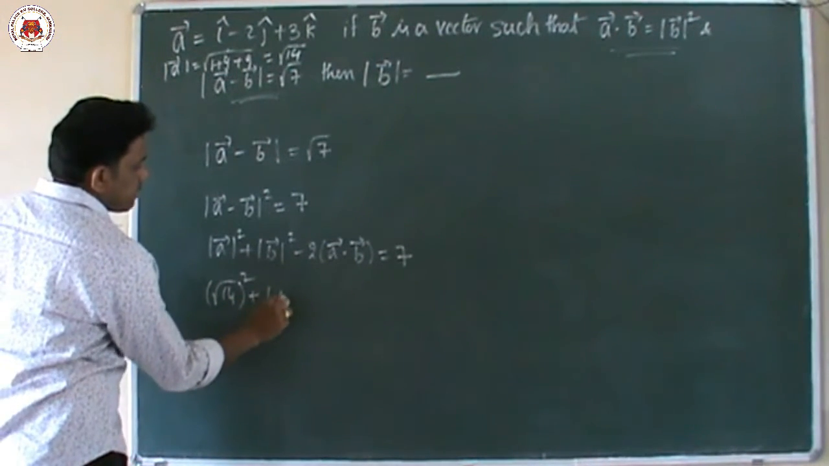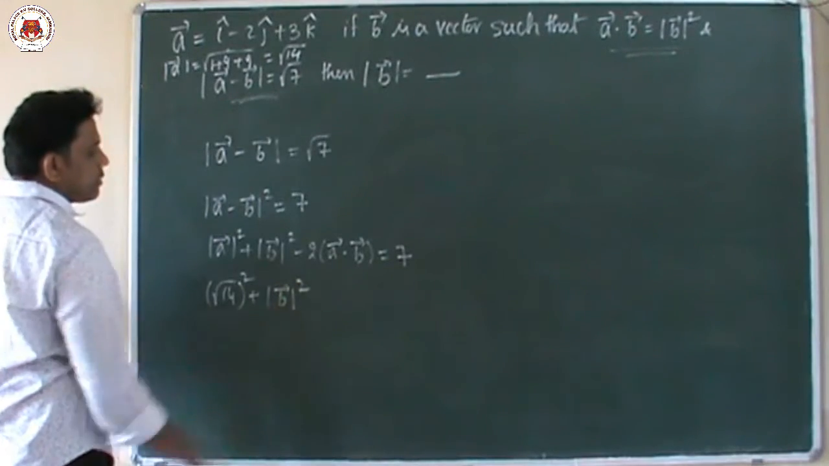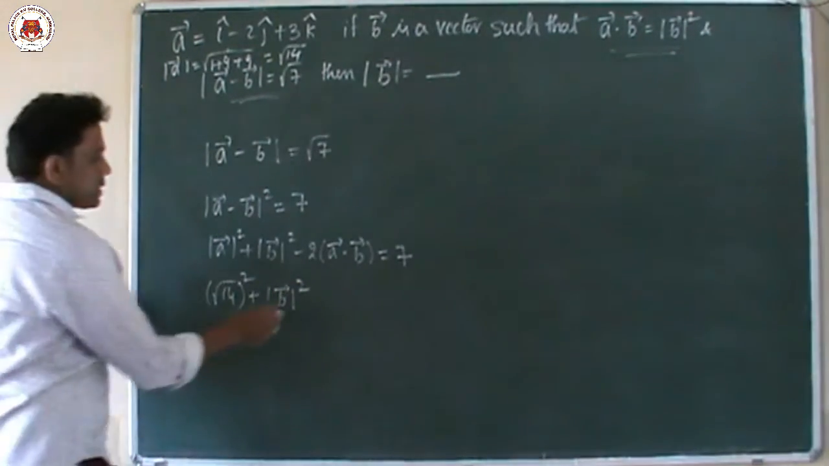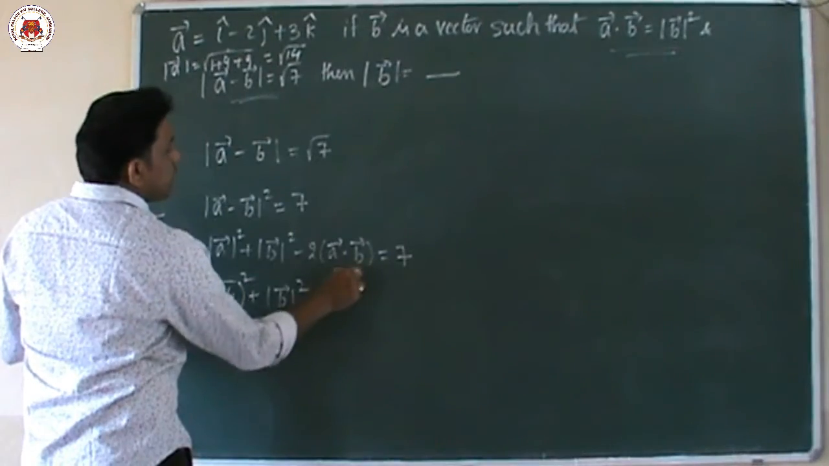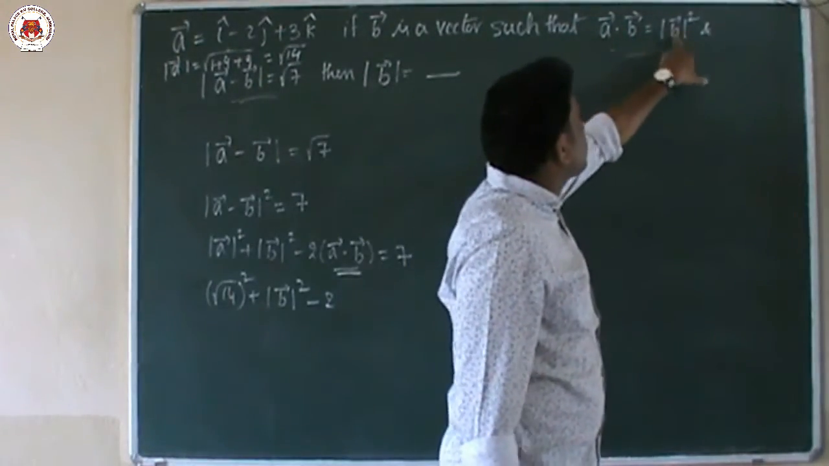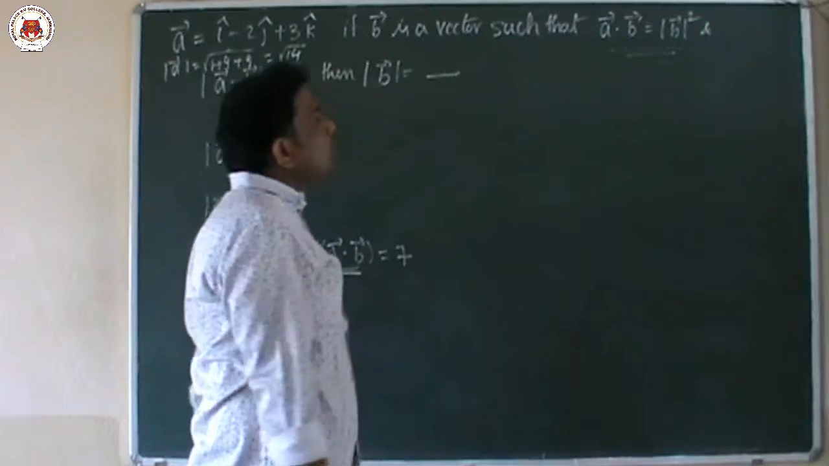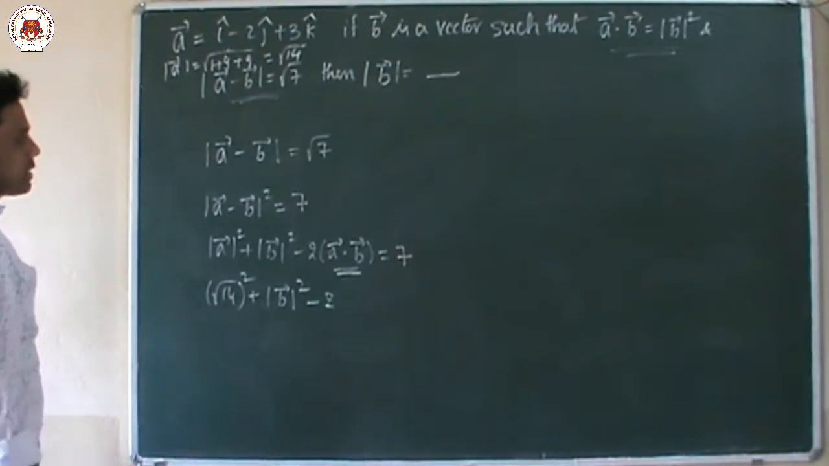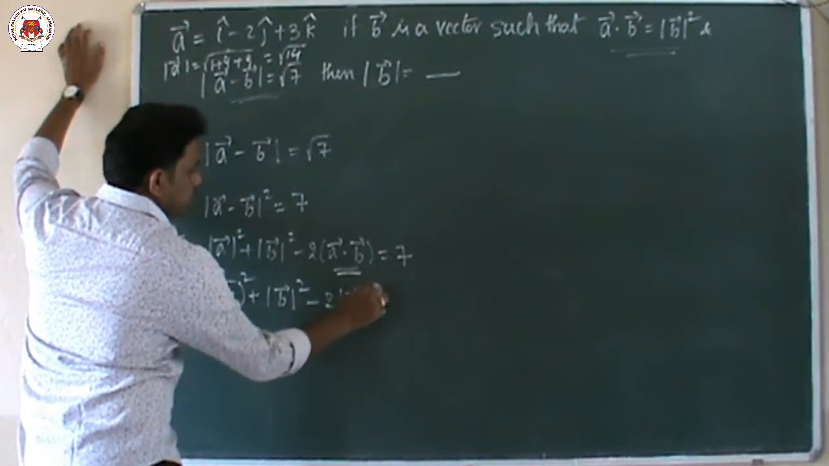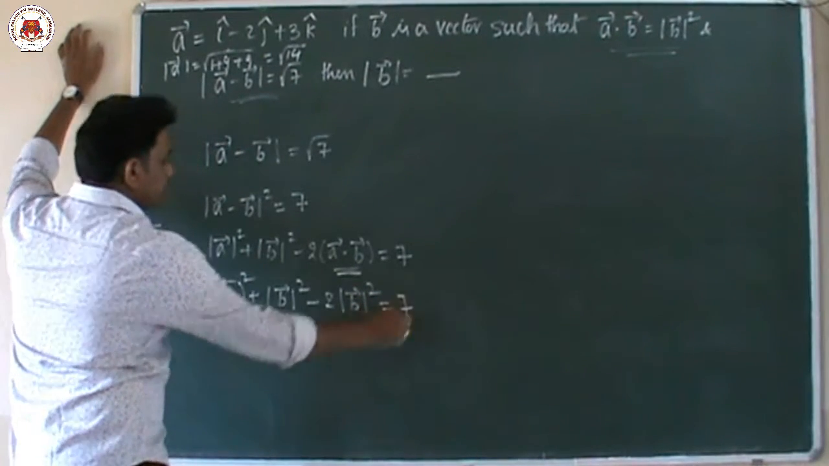Plus this is the value I don't know, so directly write down mod of B vector whole square. Once again minus 2 into, but children, already given the first condition, vector A dot vector B value is already given. How much is it equal? Mod of B vector square, 2 into mod of B vector square is equal to 7.